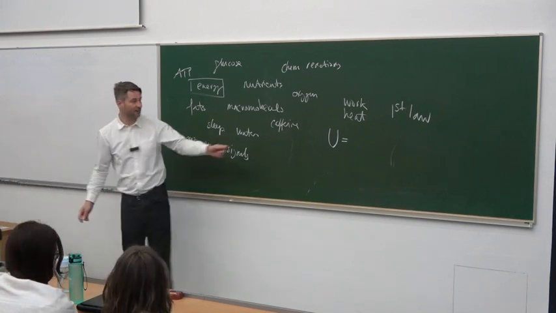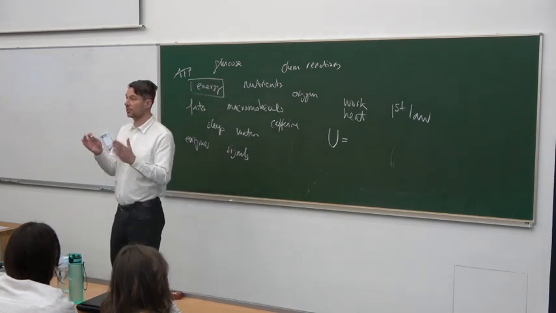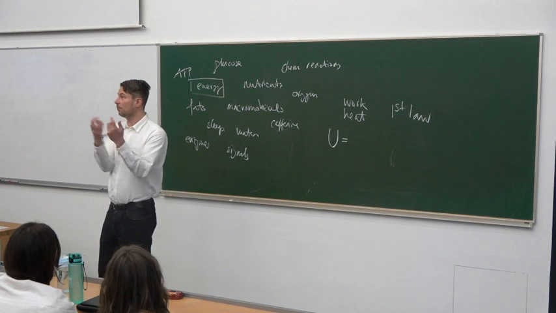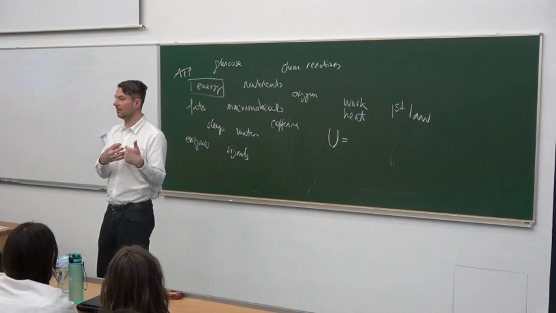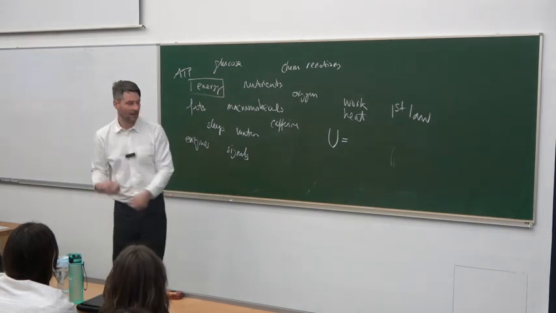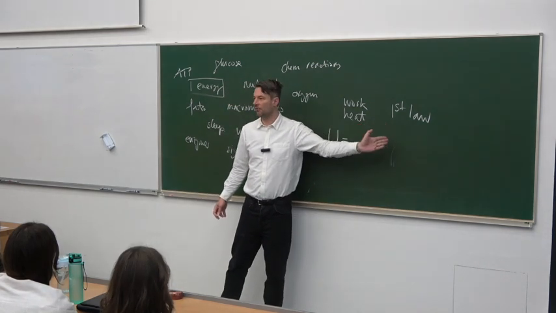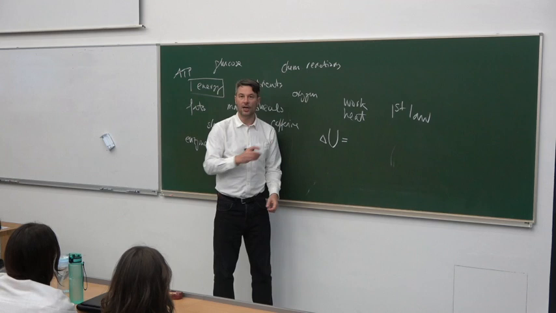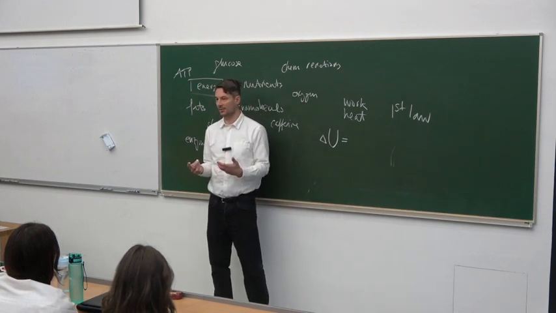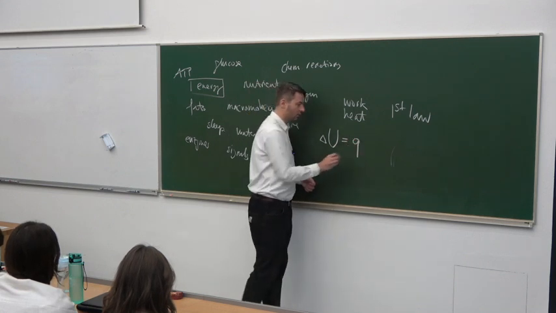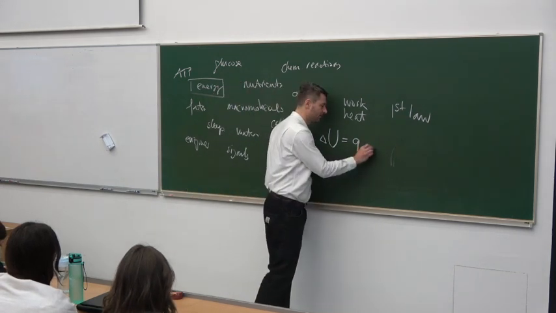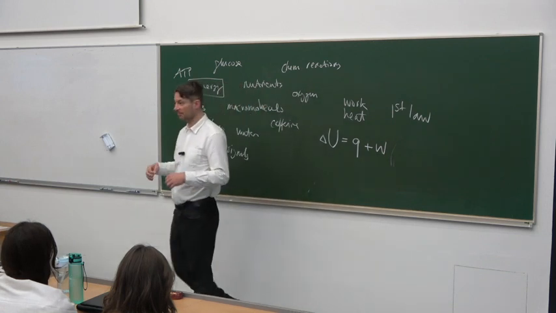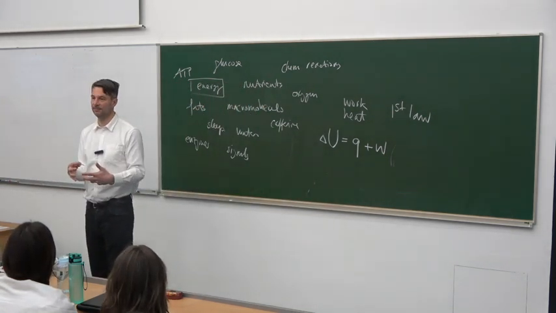So if we have a system of a certain internal energy, if we want to increase this energy, we have to add some energy to it. And we just said that there are only two ways of adding energy. What are they? There are just two ways of transferring energy to something, and those are heat or work. So we can formulate the first law of thermodynamics by saying that a change in internal energy of a system is equal to the heat, denoted as Q, which we give to the system, plus the work which we perform on the system.